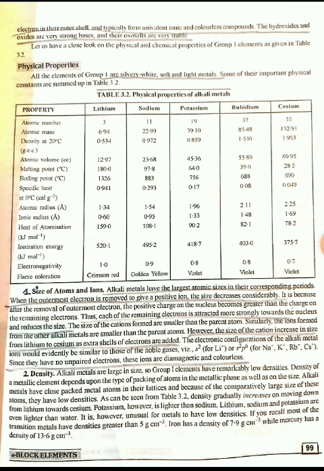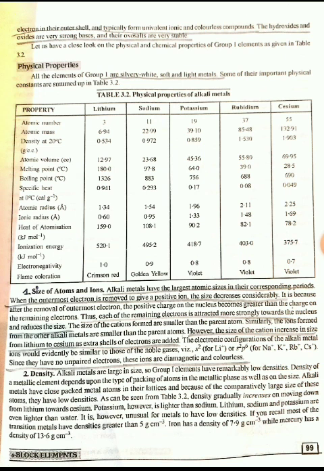Heat of atomization in kilojoule per mole: lithium 159.0, sodium 108.1, potassium 90.2, rubidium 82.1, cesium 78.2. Ionization energy in kilojoule per mole: lithium 520.1, sodium 495.2, potassium 418.7, rubidium 403.0, cesium 375.7.